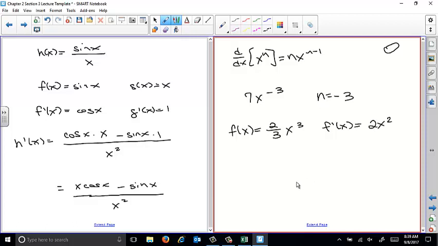So there's the answer for the first one. 3 times 1/3, they cancel out, reduce the exponent by 1. Remember, n minus 1 is negative 3 minus 1, which is negative 4, not negative 2. So when you take the derivative of this, it should change not to negative 2, it should change to negative 4.